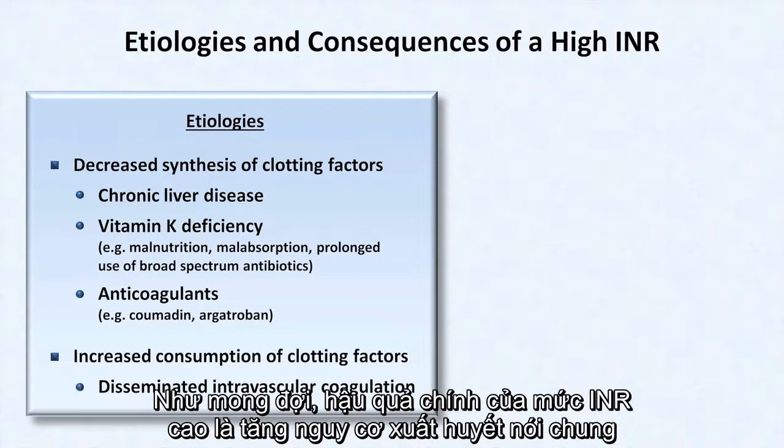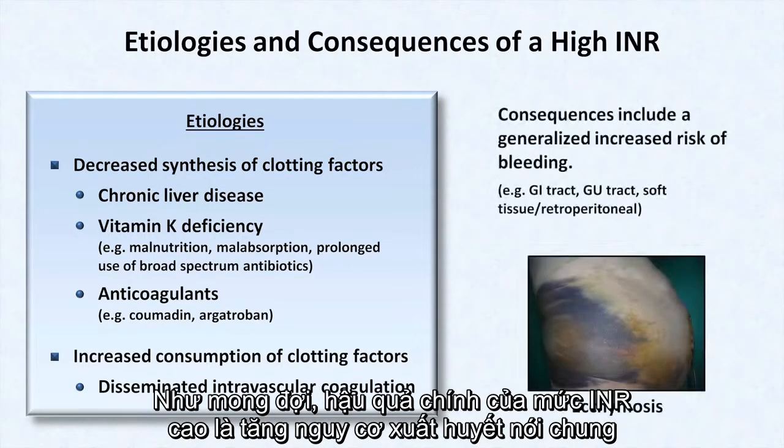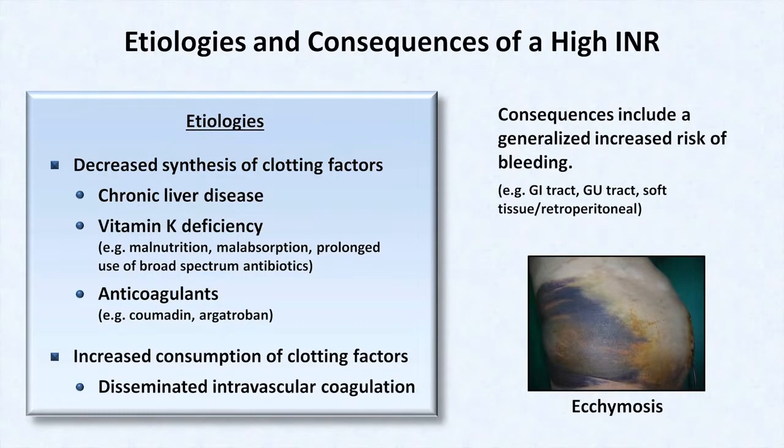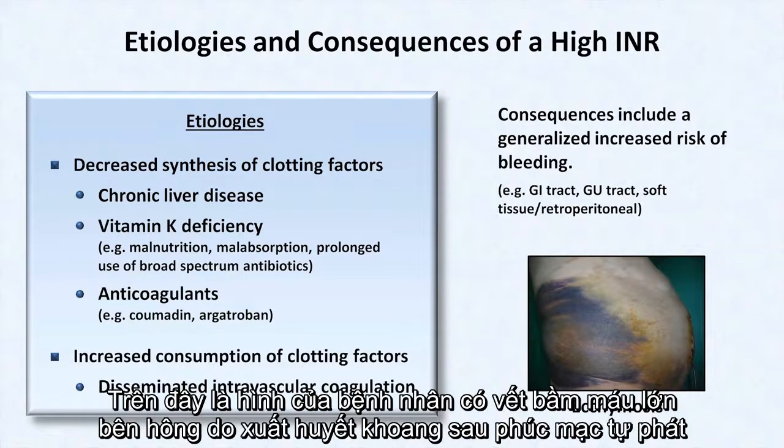As expected, the primary consequence of a high INR is a generalized increased risk of bleeding, which can occur in the GI or GU tracts, or in the soft tissue, including retroperitoneal space. Here's a picture of a patient with a massive flank ecchymosis from a spontaneous retroperitoneal hemorrhage.